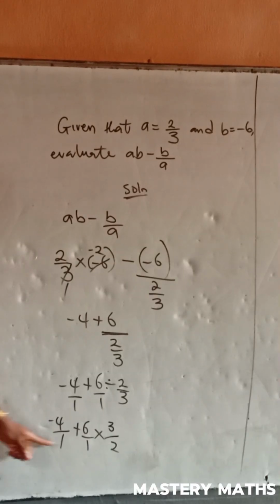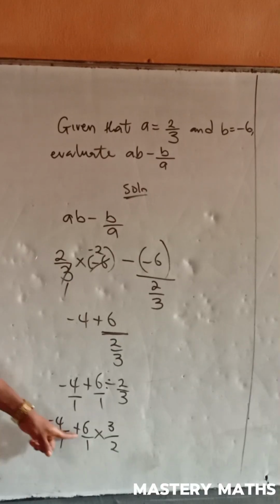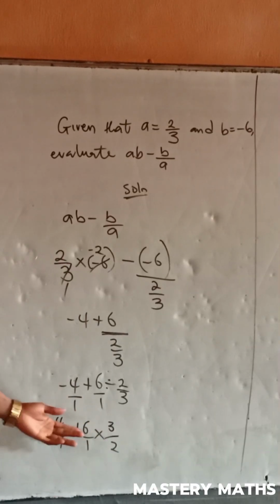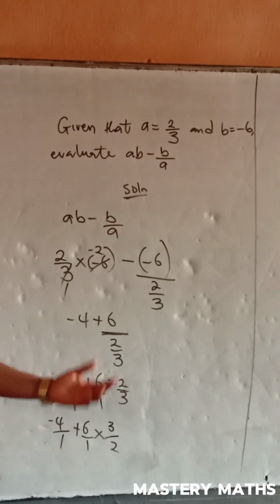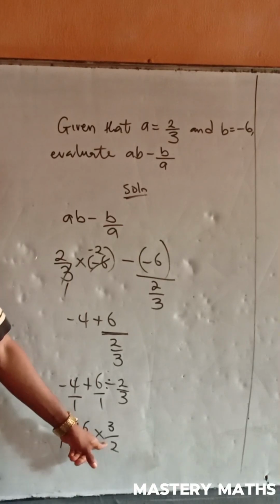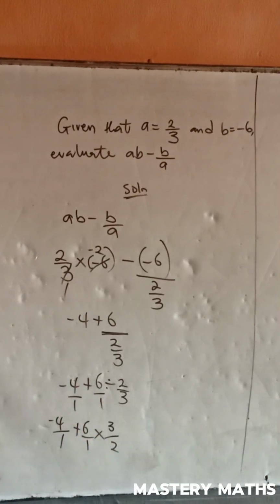And now we have more than one sign here. We have minus, plus, and times. Now with this, you will be confused. Which of the signs do you tackle first? That is where the BODMAS law or rule comes in. BODMAS will help you to know which of the signs to tackle first, whether the subtraction sign, addition sign, or the multiplication sign. BODMAS will tell us what to do.